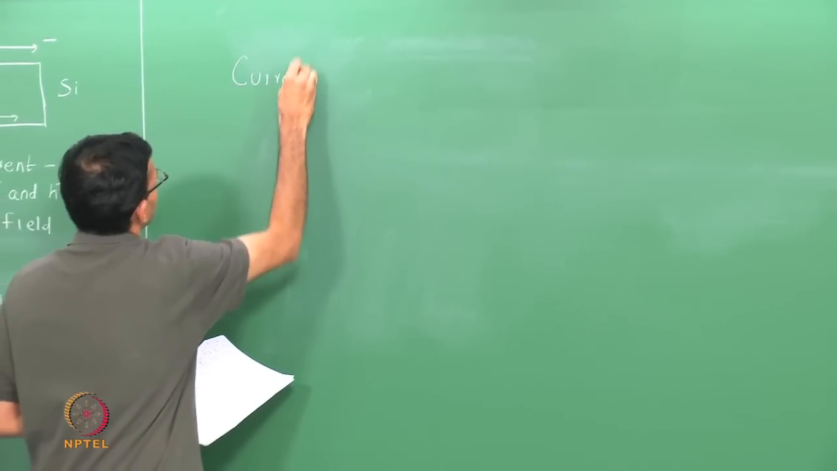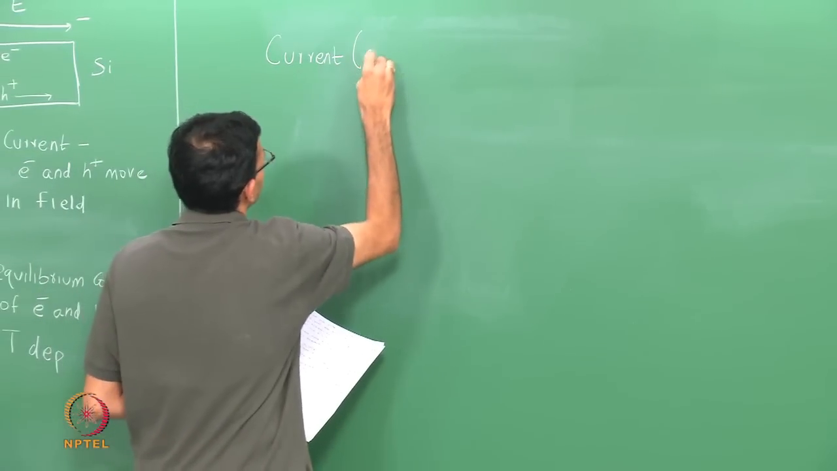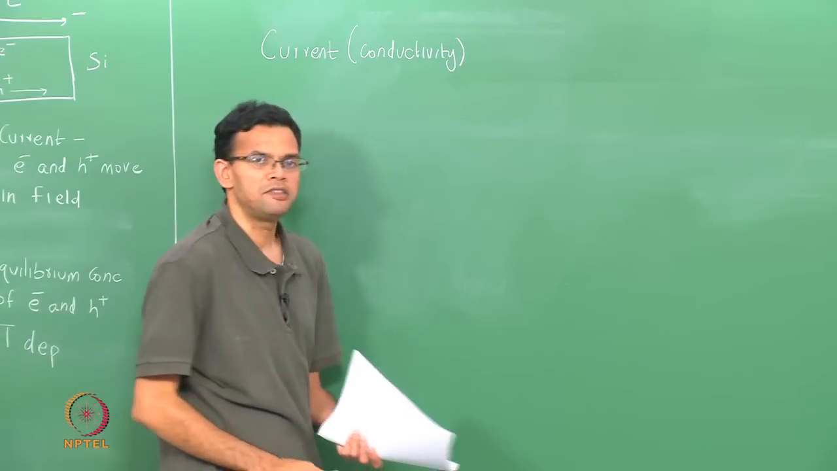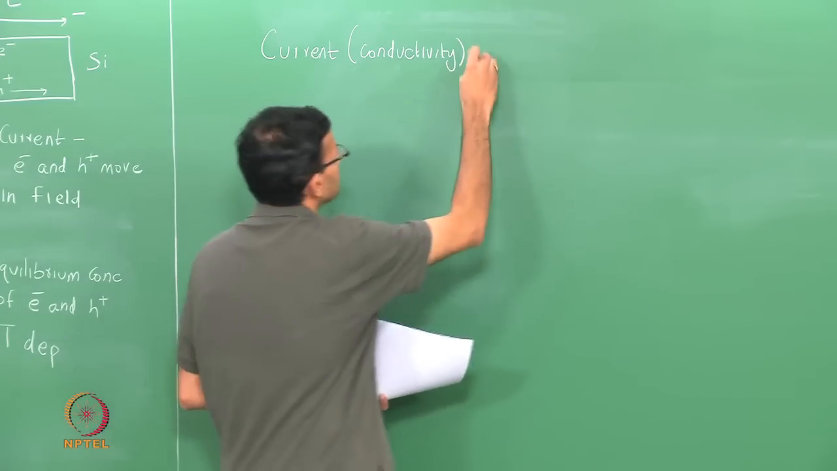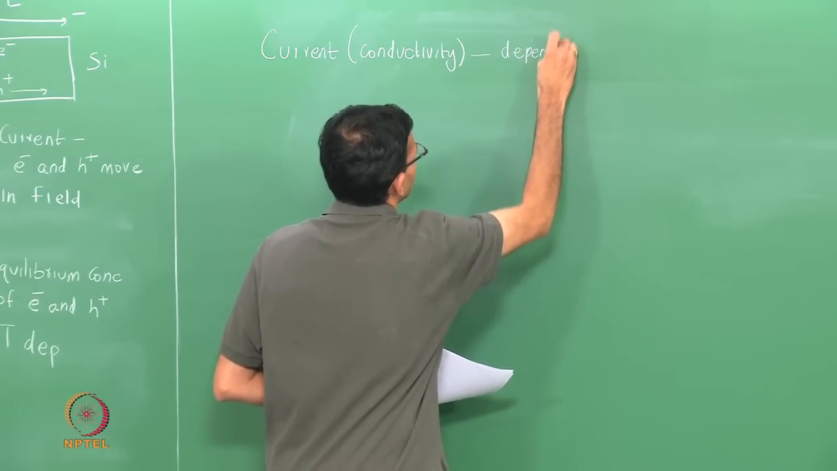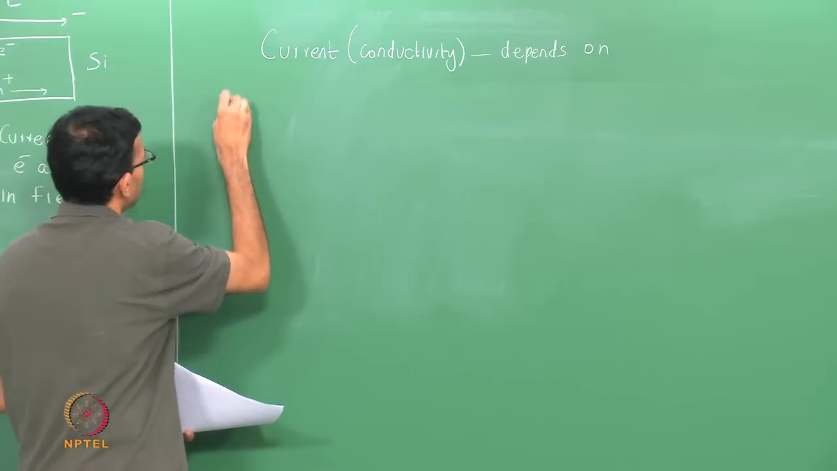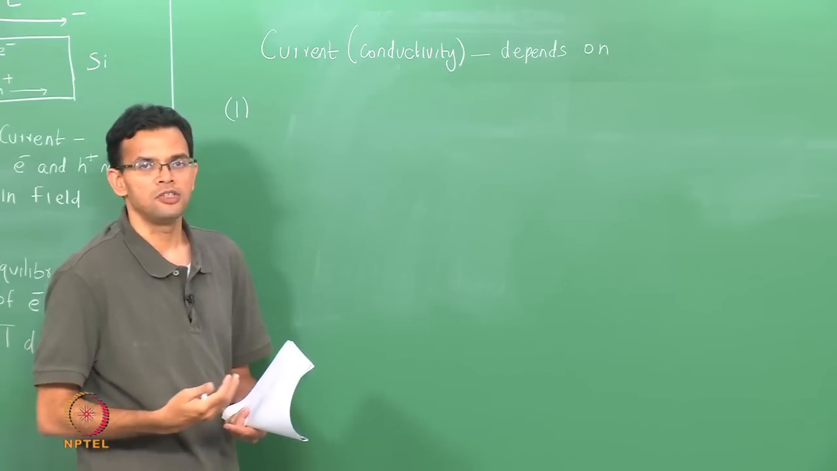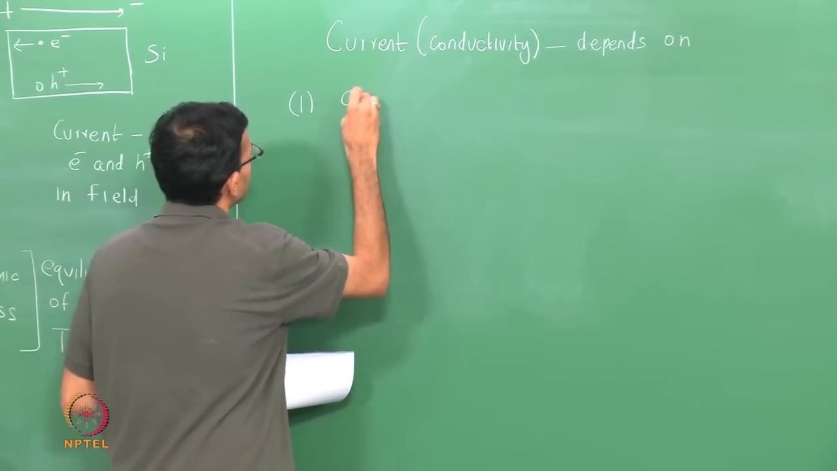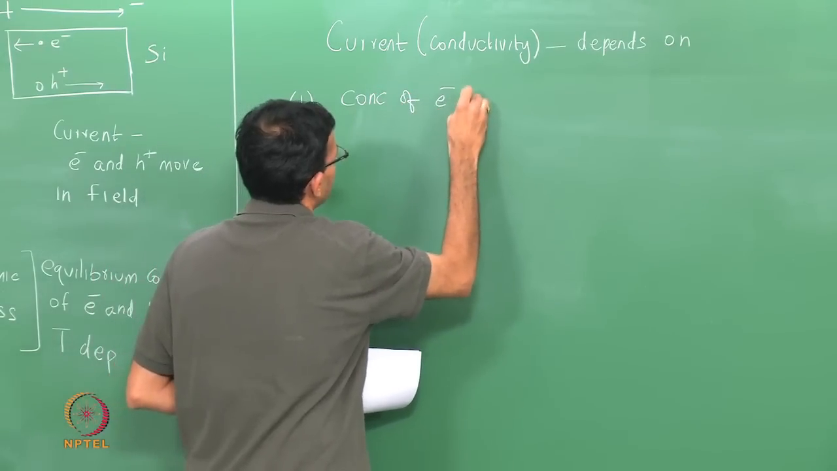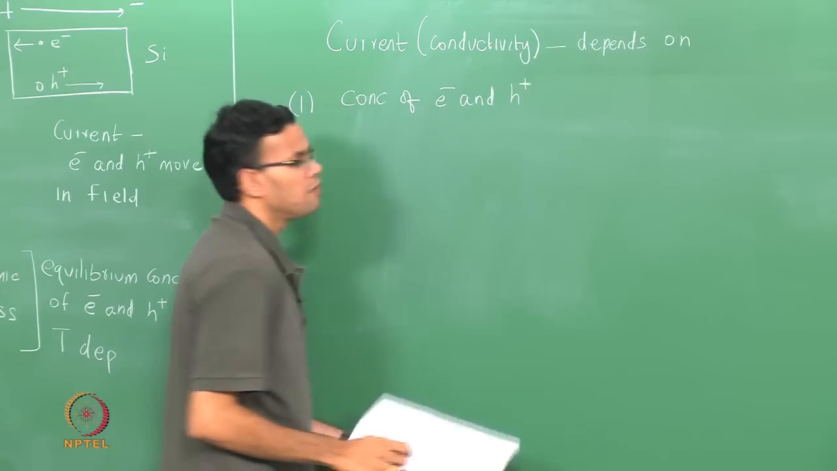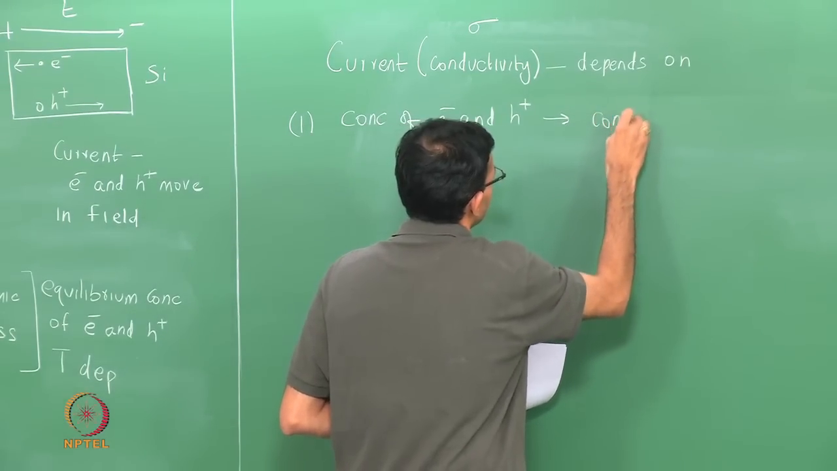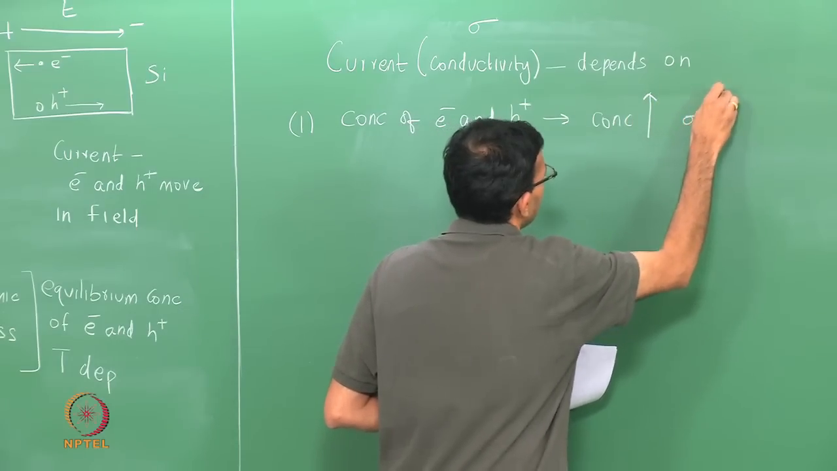Current, or if you want to think about it, conductivity, in the case of an intrinsic semiconductor, depends upon two factors. The first one is the concentration of electrons and holes that are available. So, the more electrons and holes there are, the higher is the conductivity. We can denote conductivity by the symbol sigma, and I will just say that as concentration increases, your sigma will also increase.